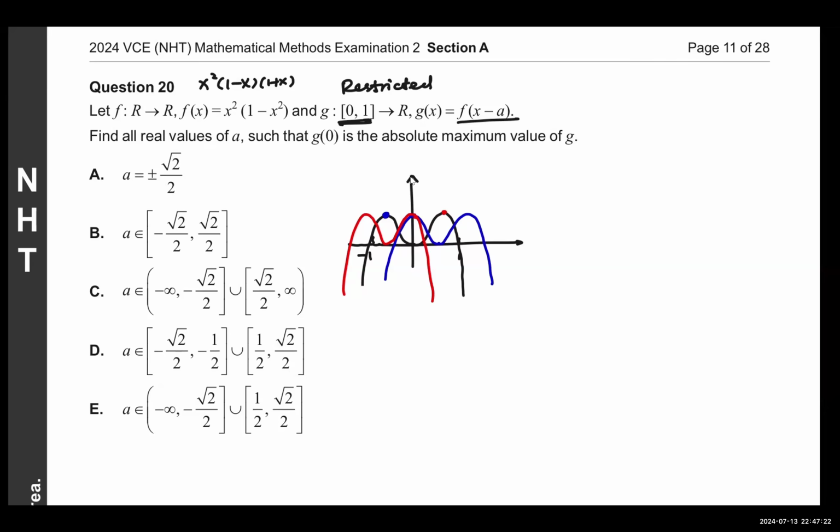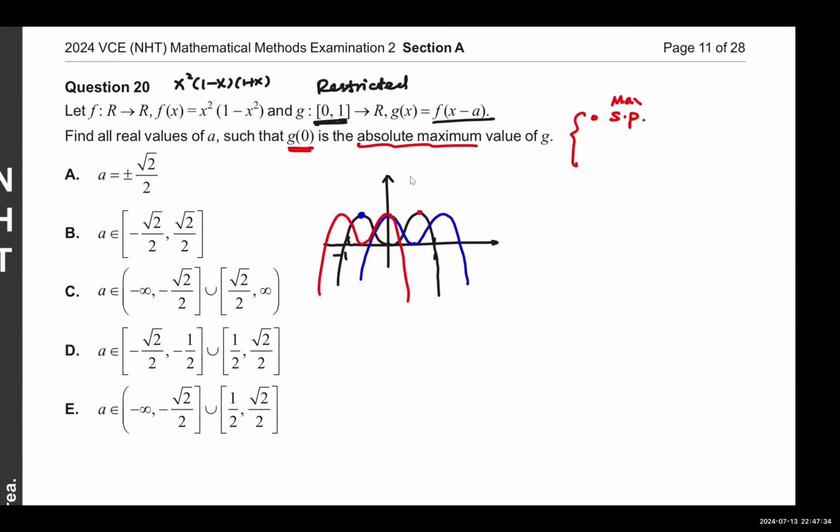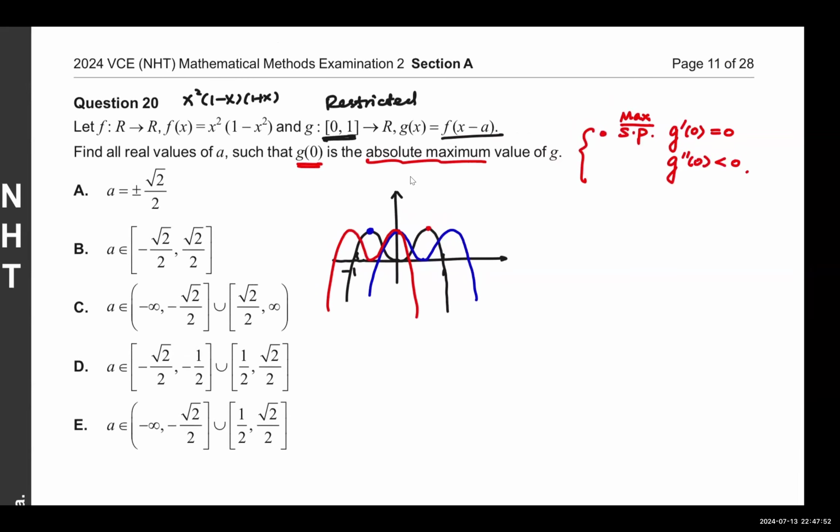What else? If it's an absolute maximum at x equals 0, there will be two cases. If it's a stationary point, a maximum stationary point, you probably need g dash of 0 equals 0. And to satisfy it's a maximum, you also need to make sure g double dash of 0 is less than 0, if it exists. For the concavity, second derivative less than 0 means part of the curve is concave down.